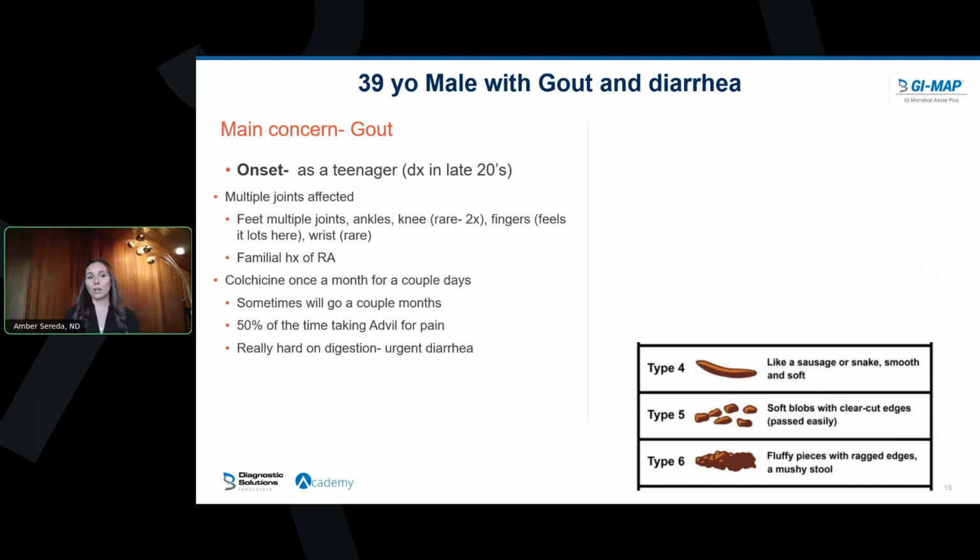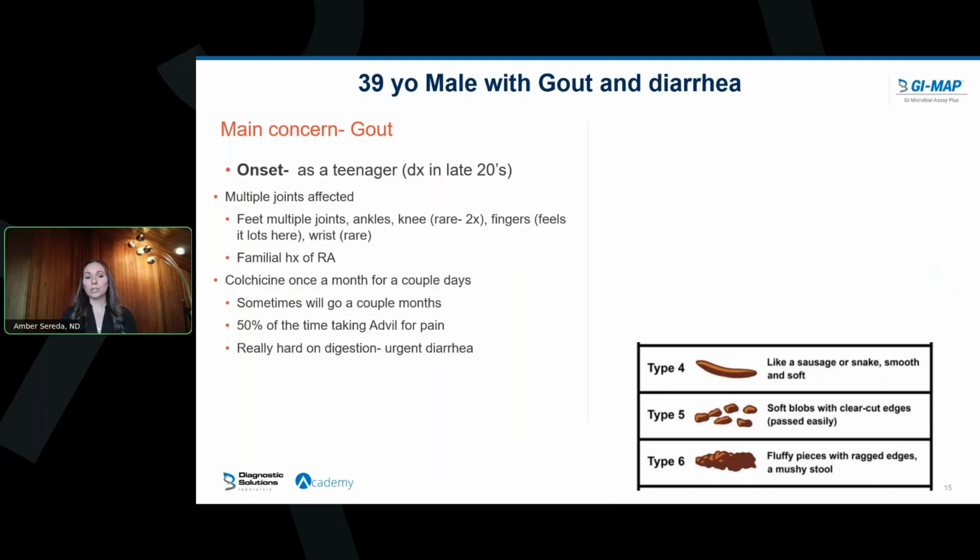And this is what he's using when he has gout flares, which he has very, very frequently, typically somewhere around once a month. And when we look at the literature, the definition of frequent gout flares is more than 2 in a year. So this is a ton of gout flares. And about half the time he'll take Advil for the pain, but he doesn't really find that makes a big difference. It's the colchicine helping the body to decrease the uric acid that's really making the difference for him.